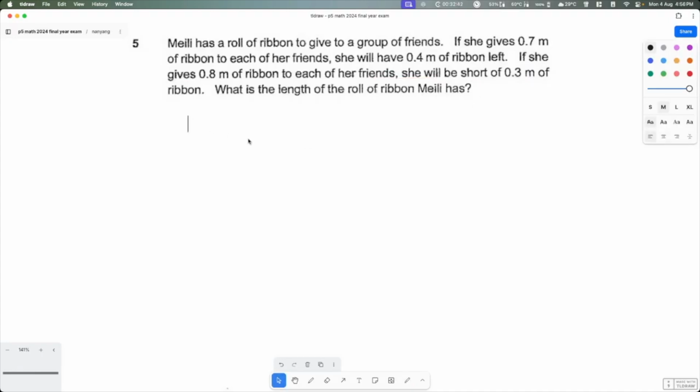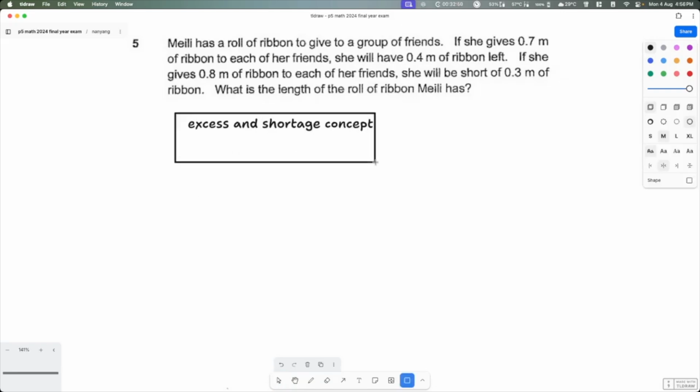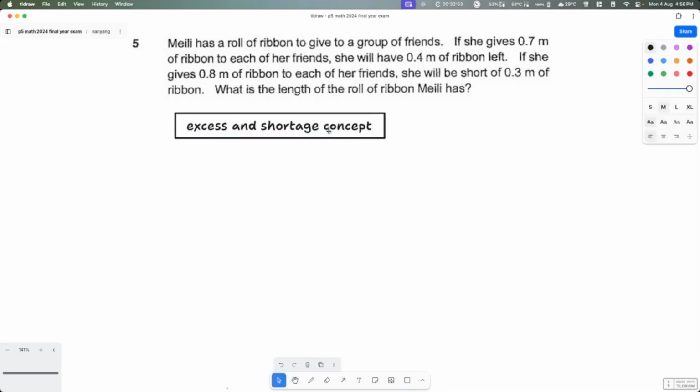So this is what we can do. This is what we call the excess and shortage concept. For me, I usually like to do the units case. So I'm going to let the number of friends be 1 unit.